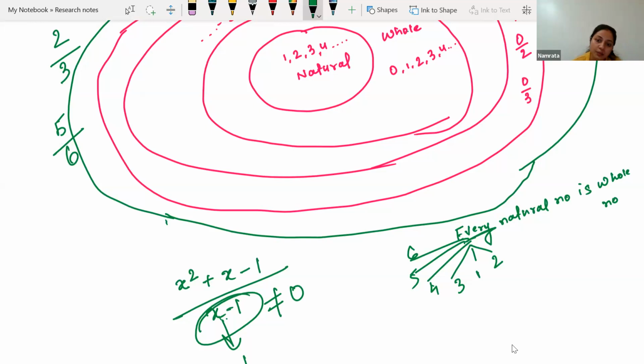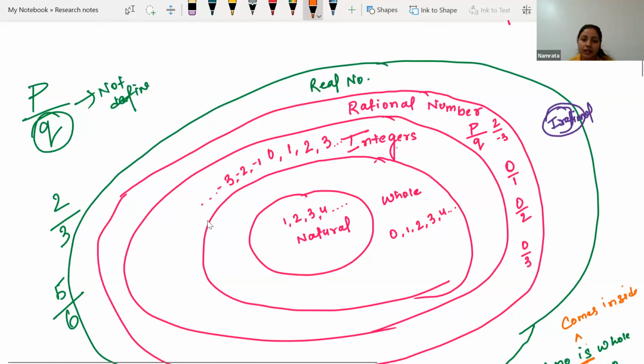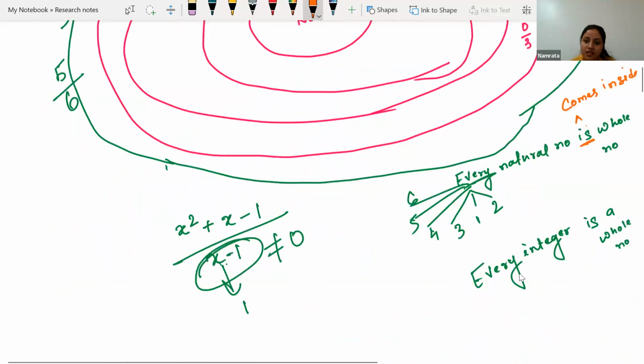Now the next sentence I am writing: every integer is a whole number. Whenever you see such a statement, if you are getting confused, you can replace the word is with comes in or comes inside, whatever you want. Now read it: every natural number comes inside whole number. See the Venn diagram. Yes or no? Yes. Now every integer, is means comes inside.